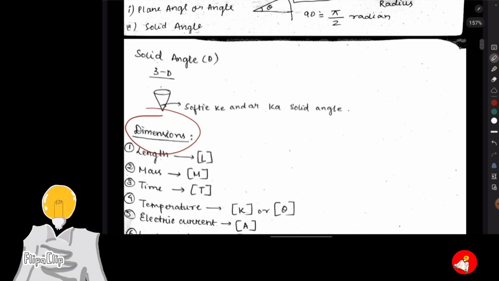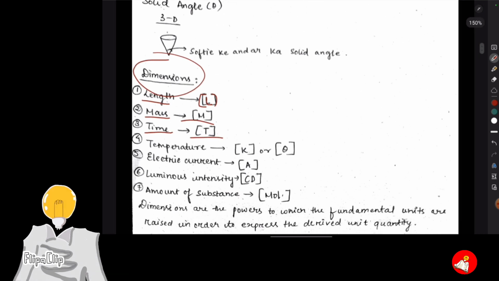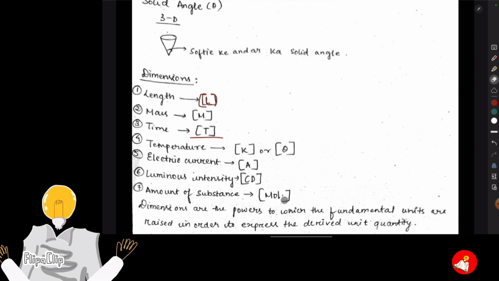What are dimensions? Dimensions not in the terms of 1D, 2D or 3D. Here are dimensions such as length, which is L, mass, which is M, time, which is T, temperature as K or theta, electric current as ampere A, luminous intensity as CD, candela, amount of substance as mole. Dimensions are the powers to which the fundamental units are raised in order to express the derived unit or quantity.